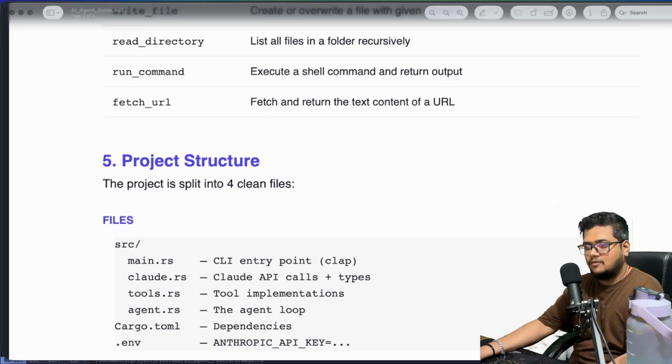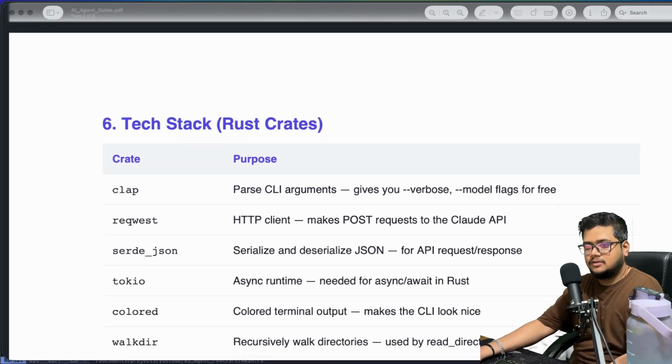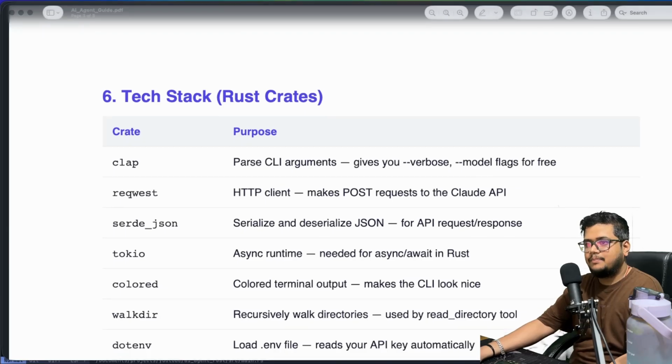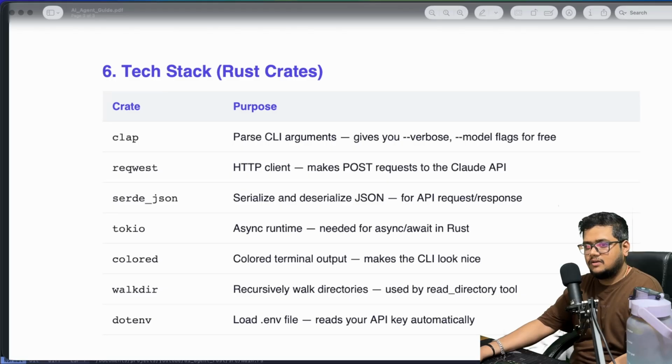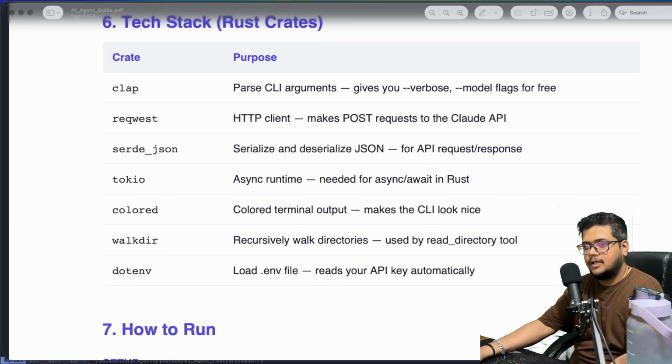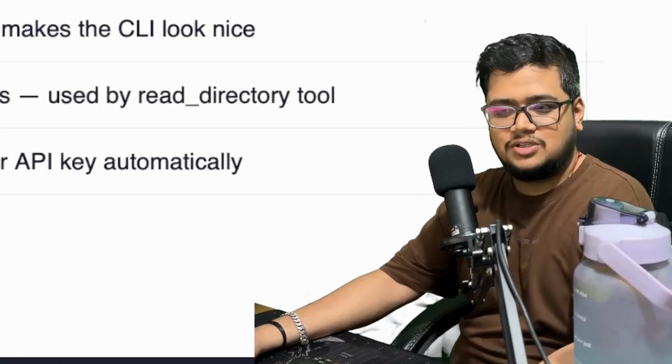Cargo.toml file, where we will have all our dependencies like the clap crate, walkdir crate, and Tokio crate, because we want to use the async runtime, and all these files over here. These are the things that we are going to use. Clap to parse CLI arguments, reqwest to call the API, serde JSON for serialization and deserialization, Tokio for async runtime, colored if you want to show some pretty colors on the terminal, walkdir to walk the directory recursively and efficiently, and dotenv because we are going to store our key in the .env file, because I don't want you to see my key.